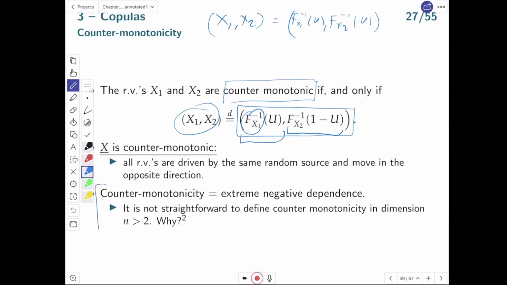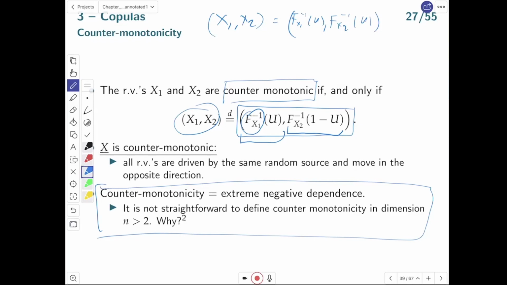You can think about this problem here. We are working in 2 dimensions, and counter-monotonicity is the intuitive thing to do, I think. If you understand comonotonicity, then you ask, how can we go from comonotonicity, perfectly moving together, to perfectly moving in opposite directions? You end up with this. I hope that you see that's a reasonable thing to do.